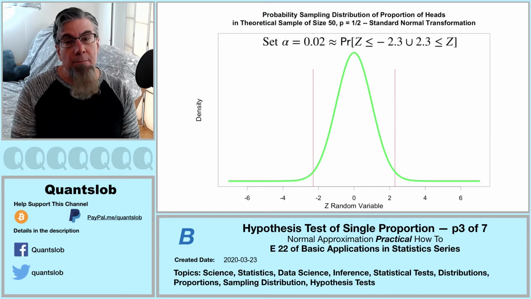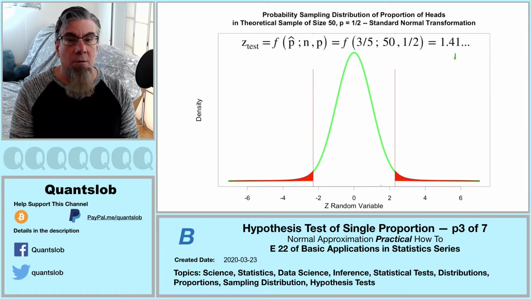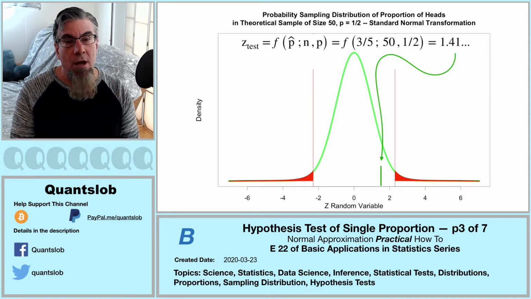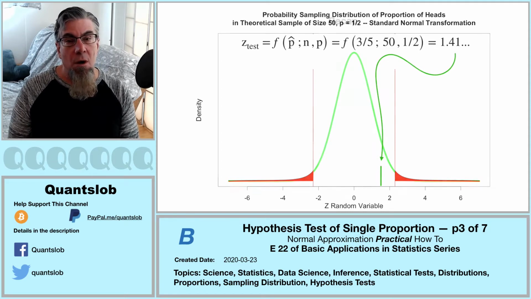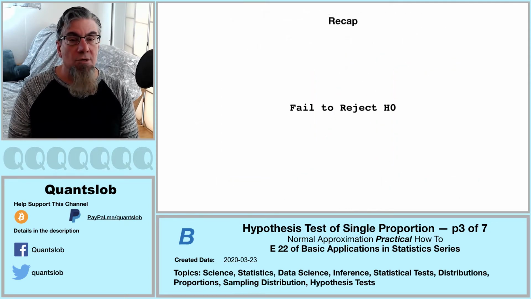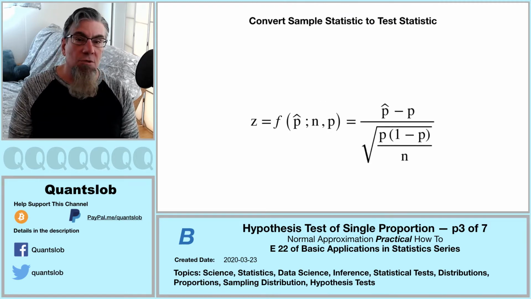In our first step, we set our test significance level to 0.02, or 1 in 50, which gives us our test stat critical region, or sometimes called our rejection region. In our second step, our observed sample proportion of heads was 30 over 50. Using this value, our calculated test stat z was about 1.41. This value is not in our critical region, and so as a consequence, we fail to reject the null hypothesis. To transform our sample statistic into our test stat, we use this function here.